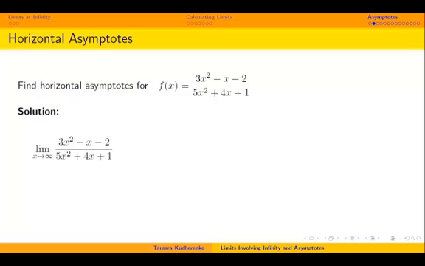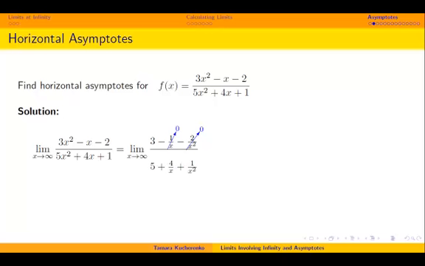Let's divide top and bottom by x squared term by term. We obtain 3 minus 1 over x minus 2 over x squared divided by 5 plus 4 over x plus 1 over x squared. Now, 1 over x tends to 0 at infinity. 2 over x squared also tends to 0.